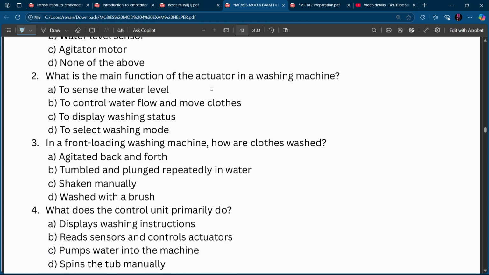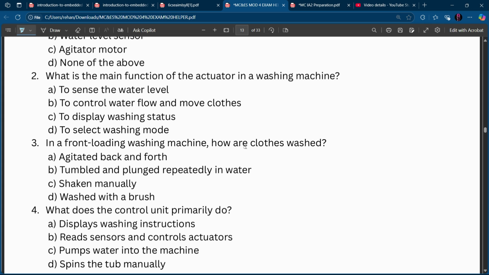What is the main function of an actuator in the washing machine? To sense the water level, that is the sensors. To control the water flow and move clothes. To display washing status. To select washing modes. The answer is to control the water flow and move clothes. It's mostly the water inlet thing, right? It's B for that.